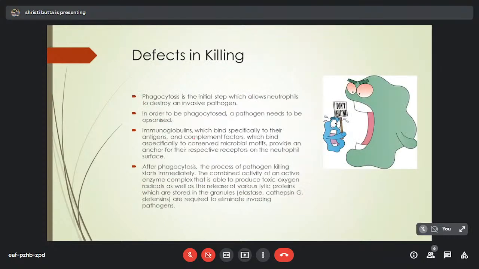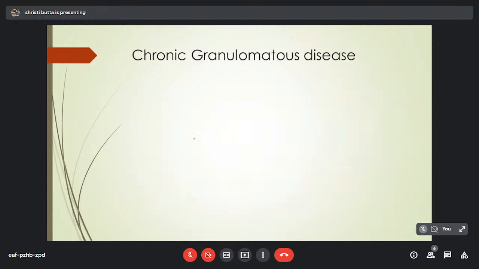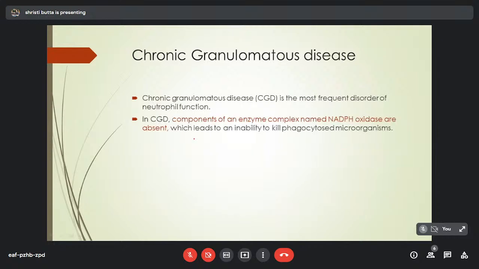Now, what are the defects in killing? We all know phagocytosis is the initial step which allows the neutrophils to destroy the invading pathogens. It may be by the release of granules or by formation of neutrophil extracellular traps. Now, coming to a very important condition, chronic granulomatous disease. This is the most frequent disorder of neutrophil function. In chronic granulomatous disease, the components of an enzyme complex named NADPH oxidase are absent.